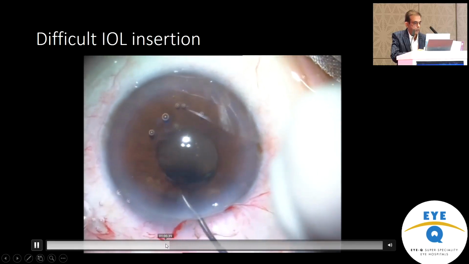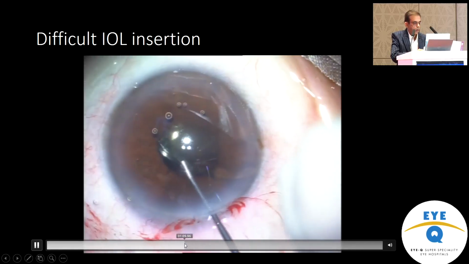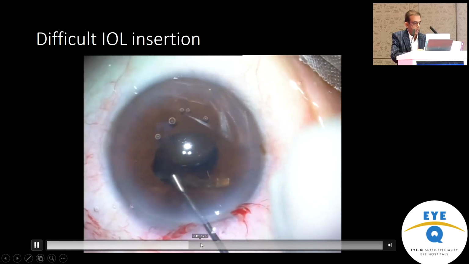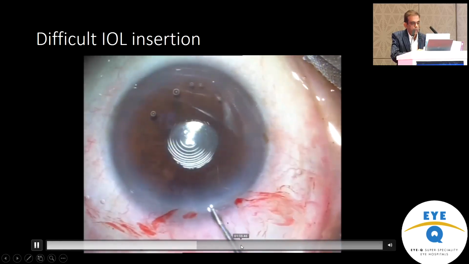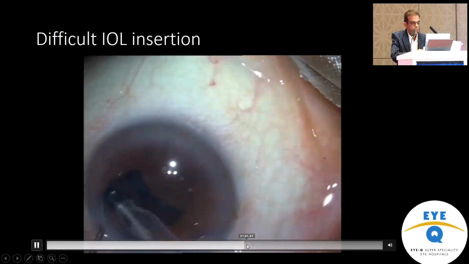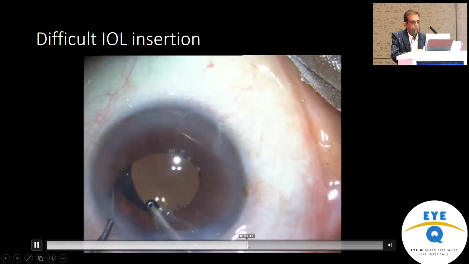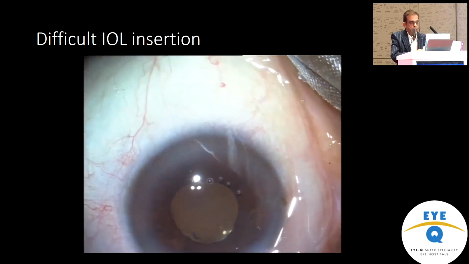One haptic goes inside, then this one goes inside, and then the second haptic goes inside. Now that is done, but at the end you still need to check. So I am rechecking with a second instrument whether the haptics are inside or not.